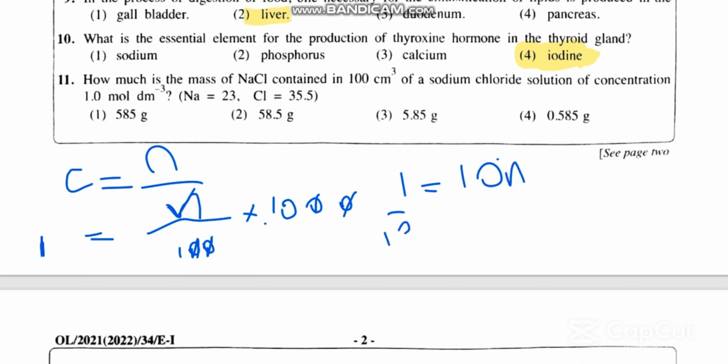Divide both sides by 10. Then the amount of mole is 0.1 mole. Number of moles is 0.1. Now, keeping this number of moles, you can find the mass.